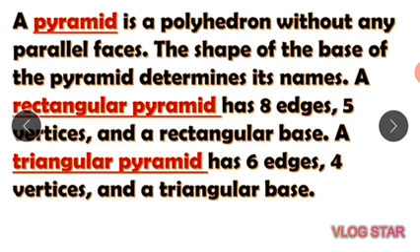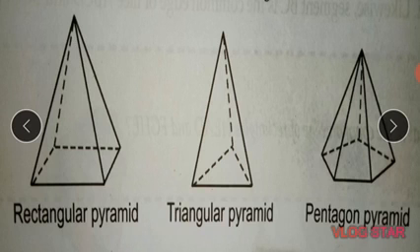So next is pyramid. A pyramid is a polyhedron without any parallel faces. The shape of the base of the pyramid determines its name. A rectangular pyramid has 8 edges, 5 vertices, and a rectangular base. That's why we call it rectangular pyramid. While a triangular pyramid has 6 edges, 4 vertices, and a triangular base.